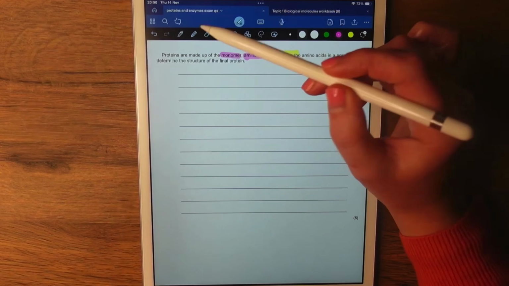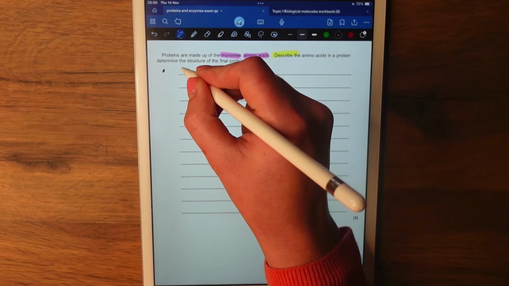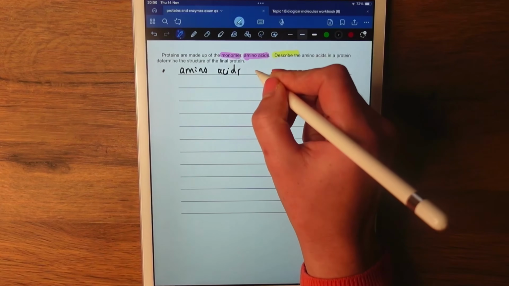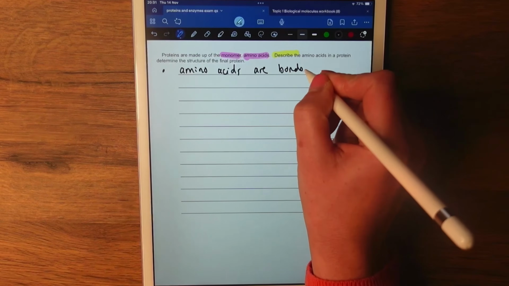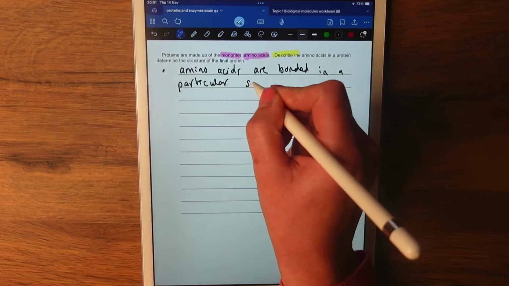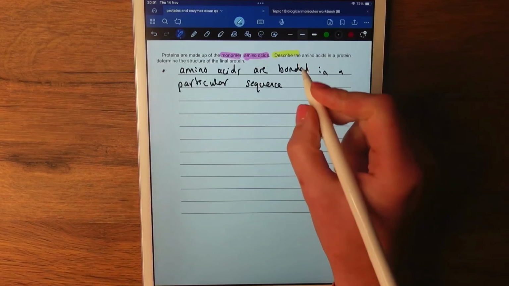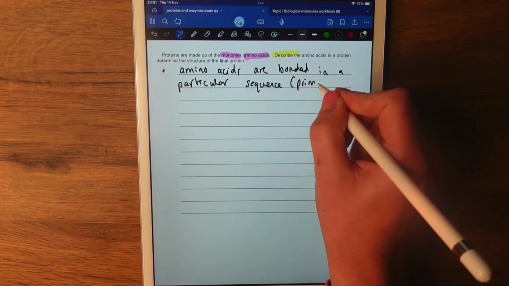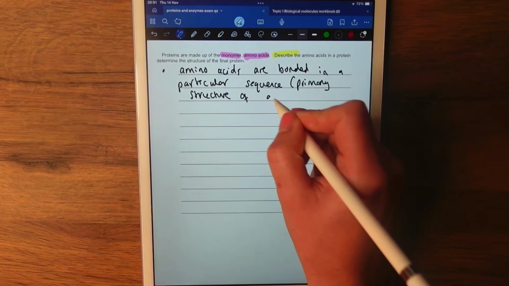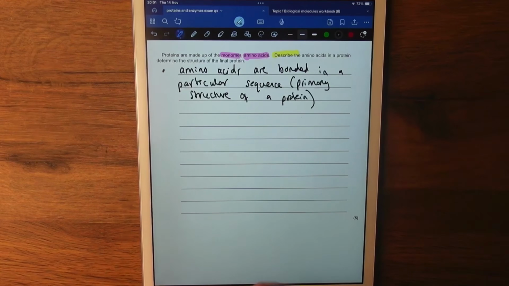So first of all then, let's go to the pen. I'm going to add in that amino acids are bonded in a particular sequence. So that would be the first thing that I've got there. I'm also going to write that as the primary structure of a protein. That's going to be my first mark there.